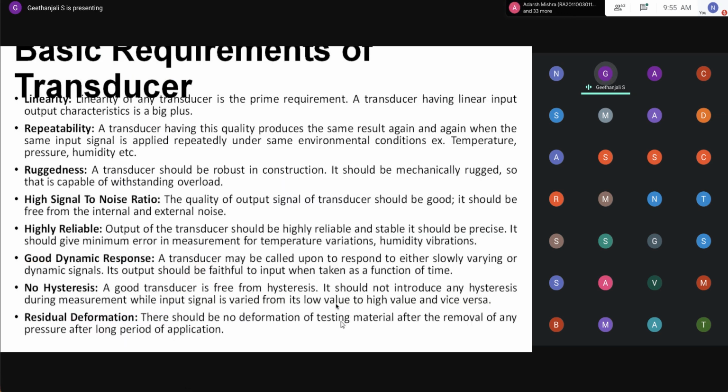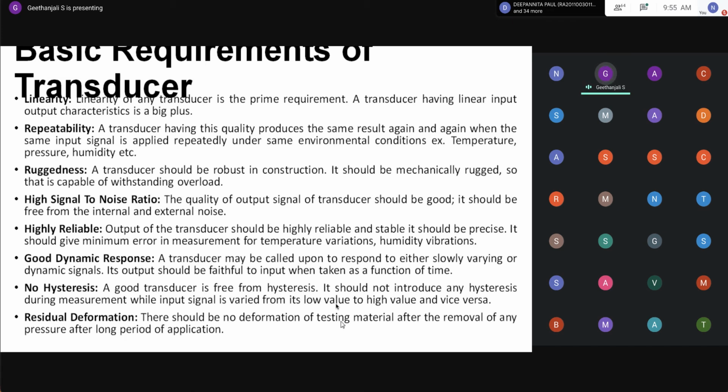We use the transducer for energy conversion from one form to another, and that output should be used by the application. There are some basic requirements for transducers, and these need to be satisfied while we use the output for applications. The first point is linearity. These are all the basic requirements for the transducer.